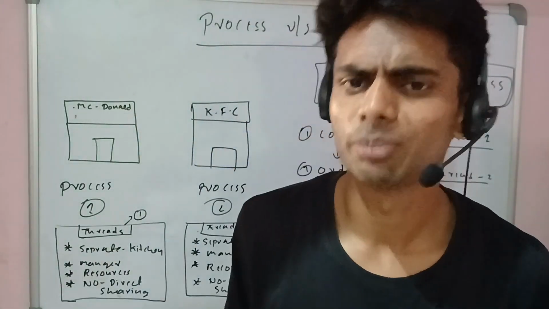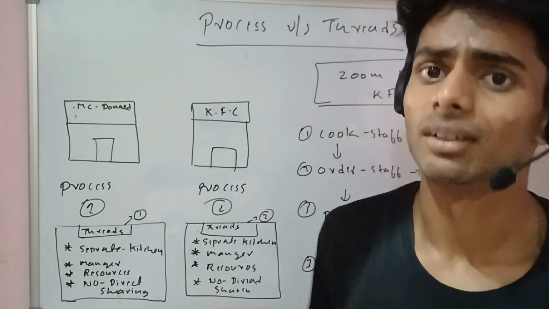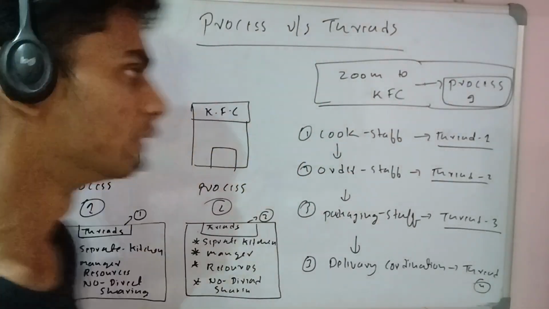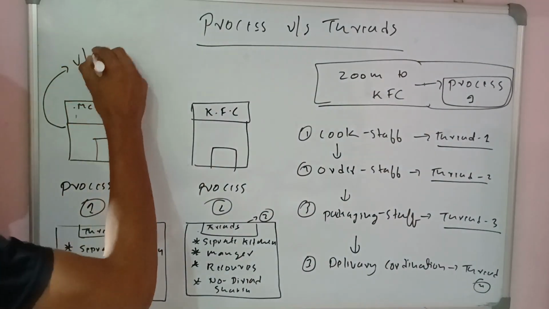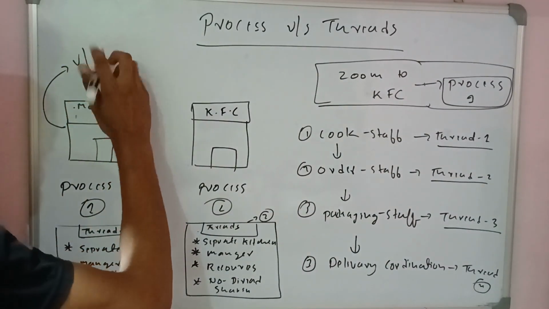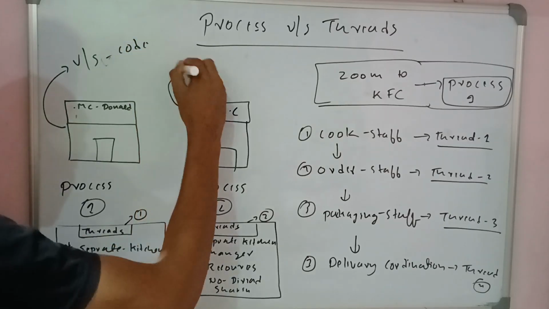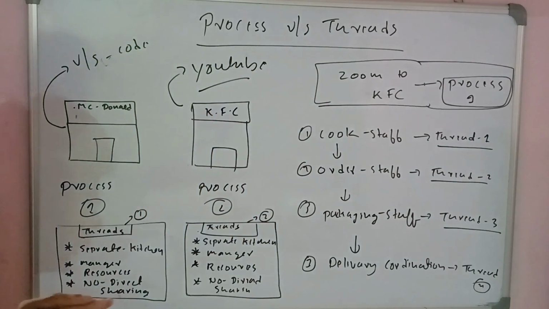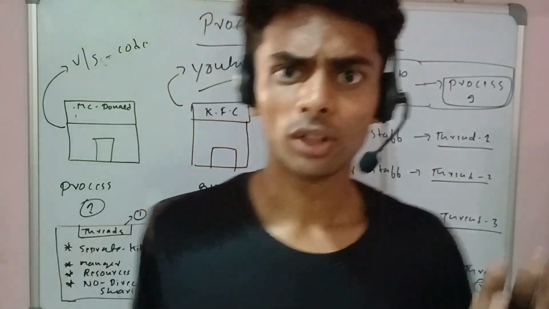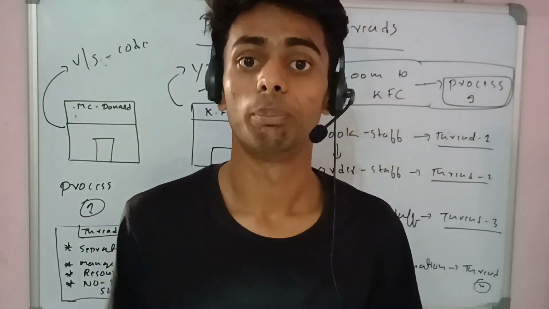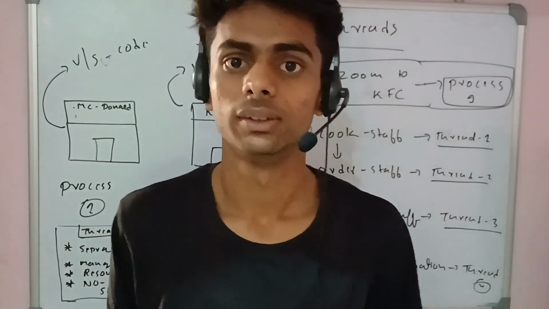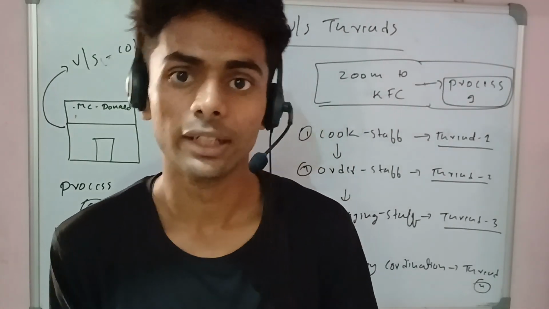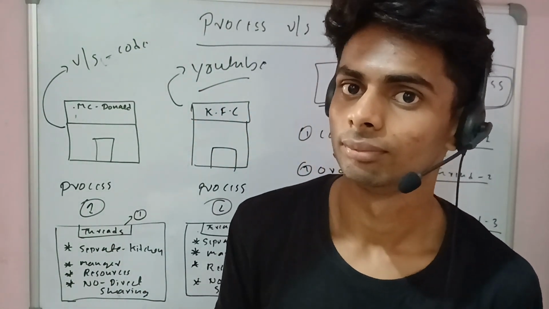If I replace this with technical terms, let's suppose we replace McDonald's with VS Code, and this is YouTube. If both applications want to run on a particular computer or system, then they both need separate memory to work. They're not interdependent on each other.